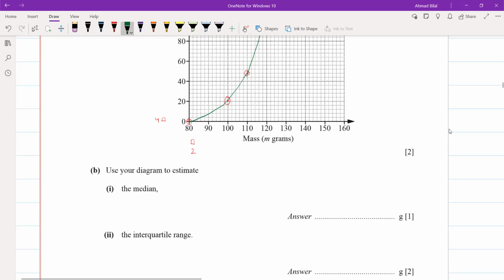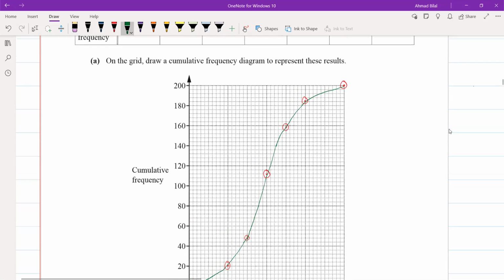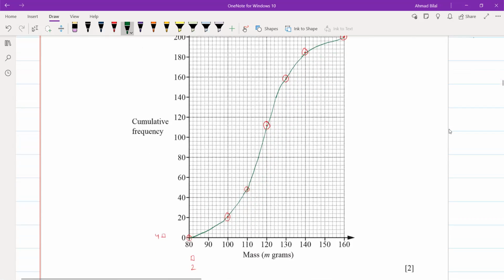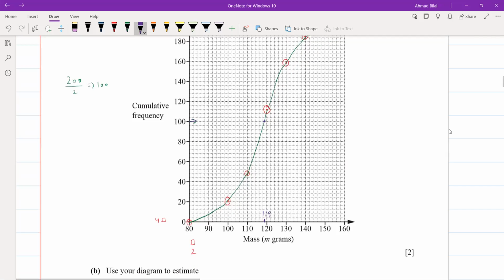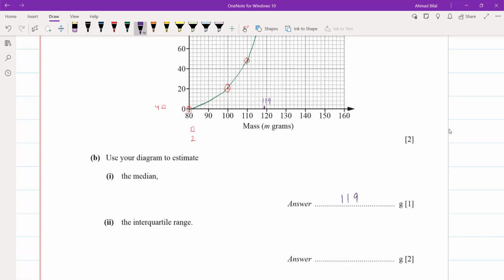अच्छा, उसके बाद वो क्या कहते हैं? Use your diagram to estimate the median. अब maximum amount क्या है? 200. तो 200 का half कर लेते हैं. 200 divided by 2. That gives us 100. 100 के against हमारे पास क्या value आ रही है? We will read that on the diagram. Okay, 100 पे जाके हम देखेंगे diagram पे क्या amount आती है. So I'm getting some point at somewhere around here. ठीक है. यहाँ पे देखते हैं x-axis के ऊपर this point is between 118 and 120, so that's 119 on the x-axis. That is my median. So I say this is 119.